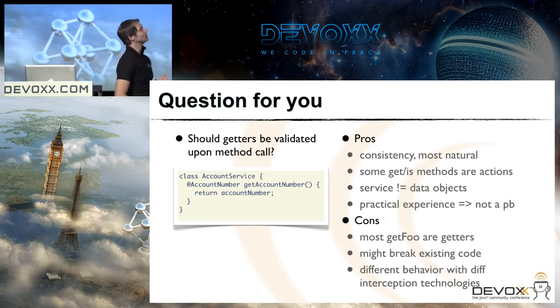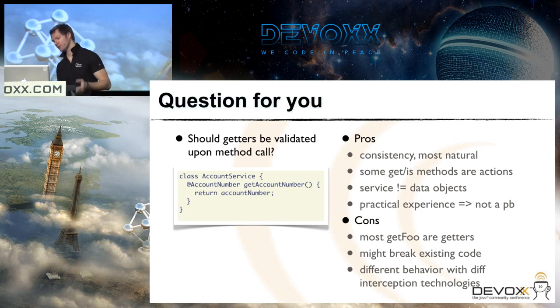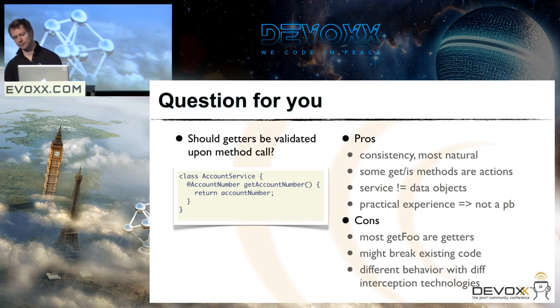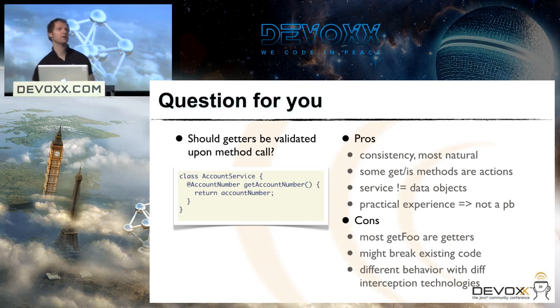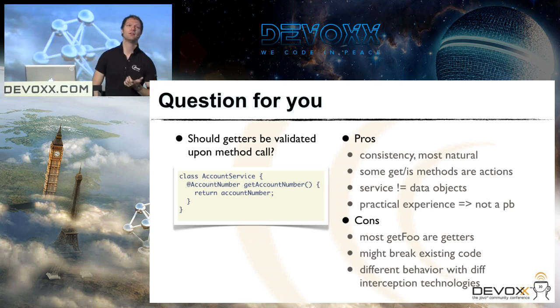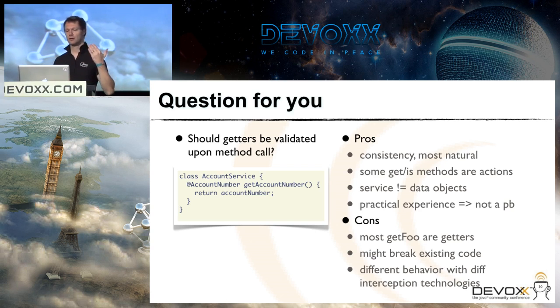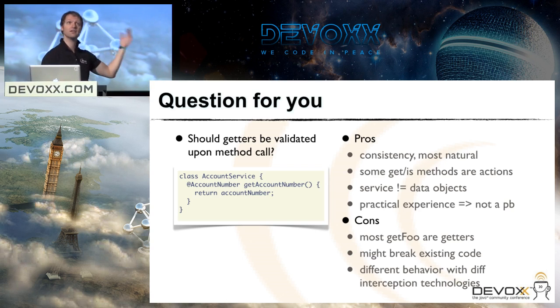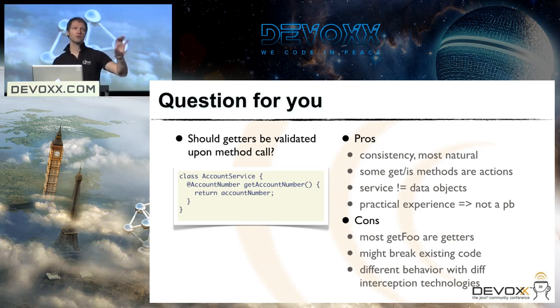So the big fundamental question is, because Java sort of screwed up, not screwed up, but we could have known better back in the days, fundamentally we should have had native property support in Java, but we don't. We have kind of a pattern that says this method, because it looks like that, is a getter and not a regular method. So the question is, should we consider getters as methods or not?